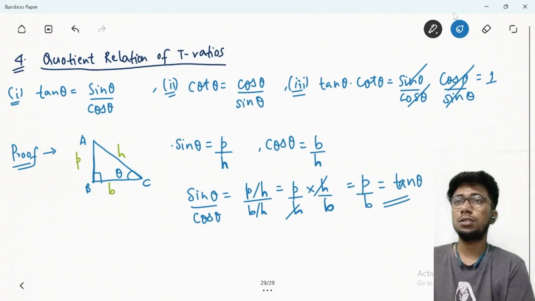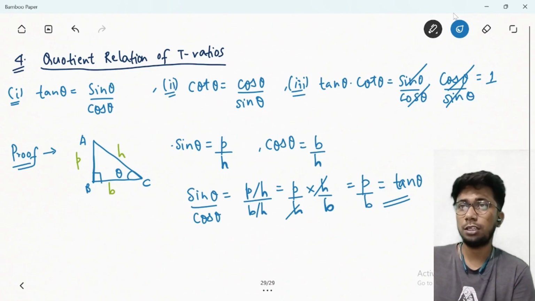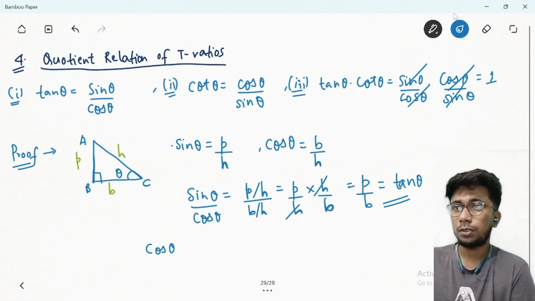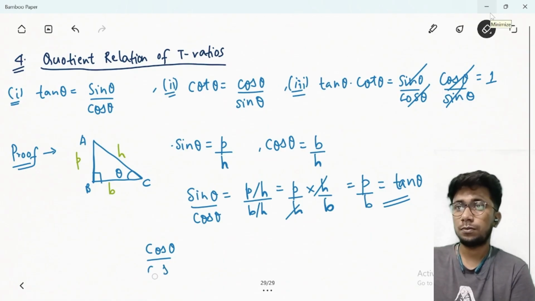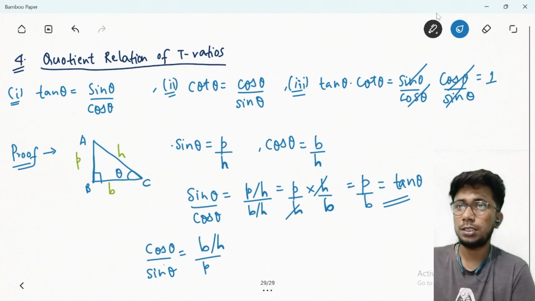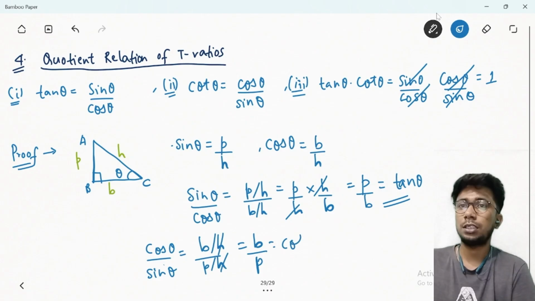And same goes for this one also. If we calculate cos theta upon sin theta, this is base upon hypotenuse by P upon H. This H and H will get cancelled out and we will be left with B upon P, and that is nothing but cot theta. Fine.